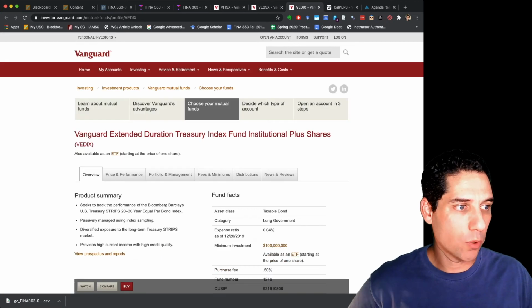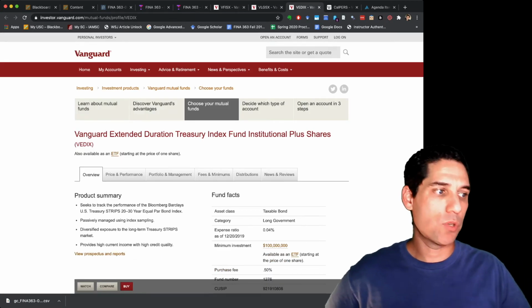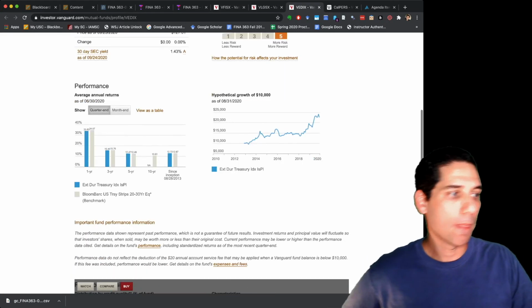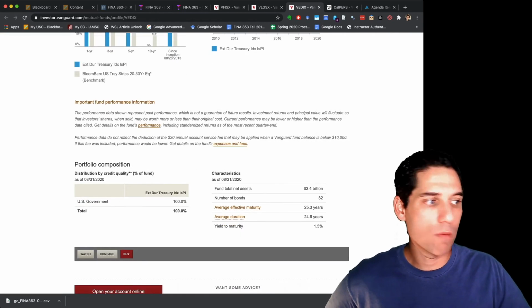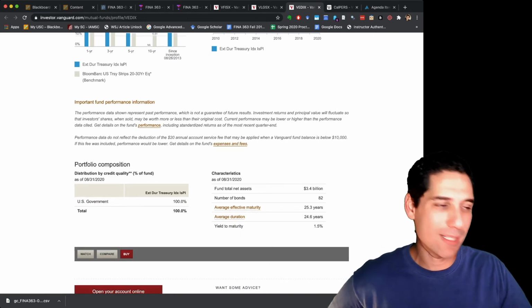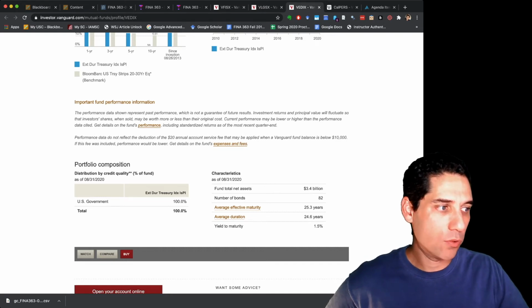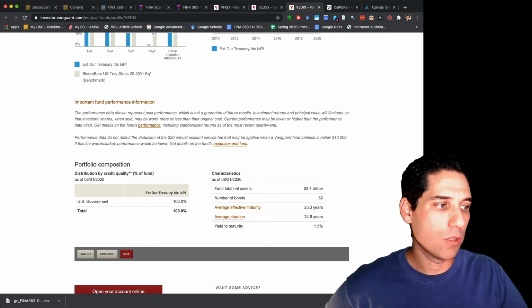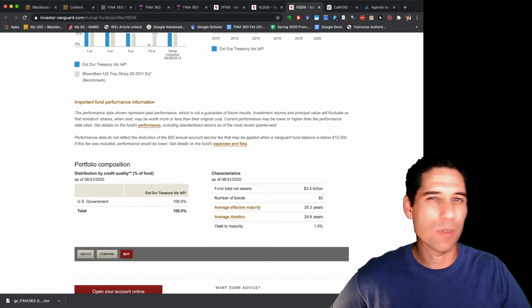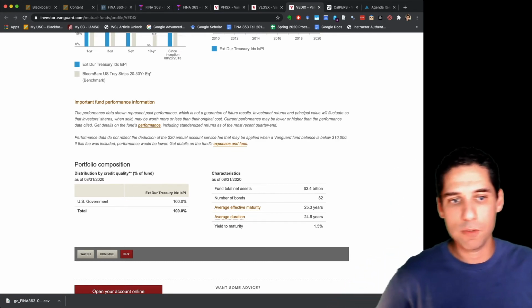You can go even further. Vanguard Extended Duration Treasury Index Fund. They're long-term government bonds. You can boost it all the way up to 24.6 years. Now you're taking a whole lot more interest rate risk. 82 bonds, weighted average yield to maturity of 1.5%. So you can squeeze a little bit more return while exposing yourself to more risk.